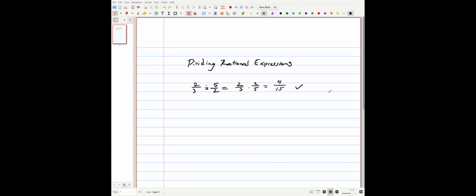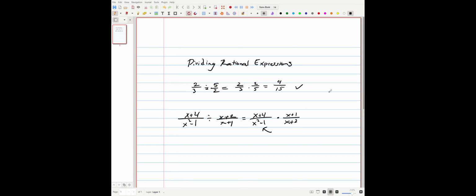The polynomial version is going to look pretty much the same: (x + 4)/(x² − 1) divided by (x + 2)/(x + 1). We can employ this idea here too. Rather than dividing by this fraction, let's multiply by the reciprocal, which just means the fraction flipped. So now we have x plus 1 on top and x plus 2 on the bottom. But before we multiply, let's see if we can simplify anything.